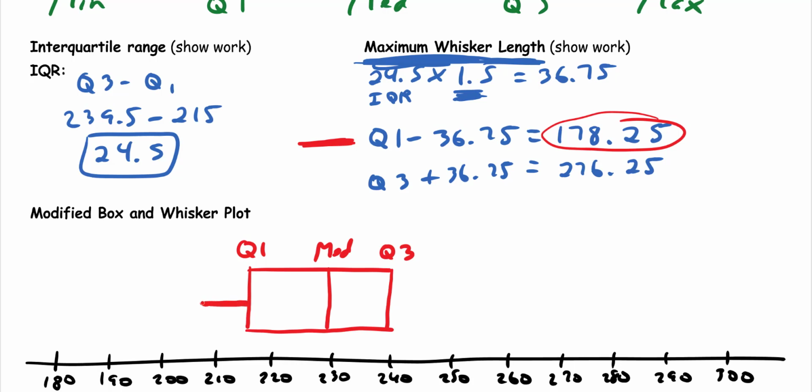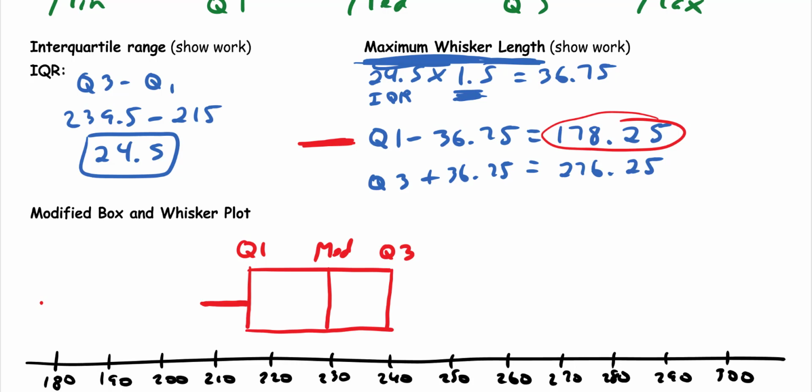Remember I told you the end of a whisker has to be a data point. I cannot stress it enough. Biggest mistake that kids make. The end of a whisker has to be a data point. You would love to extend that whisker all the way down to 178.25, all the way down to the left over here. But you're not, because there's no data there. So you're going to go to where the data point goes down to, which happens to be 208.